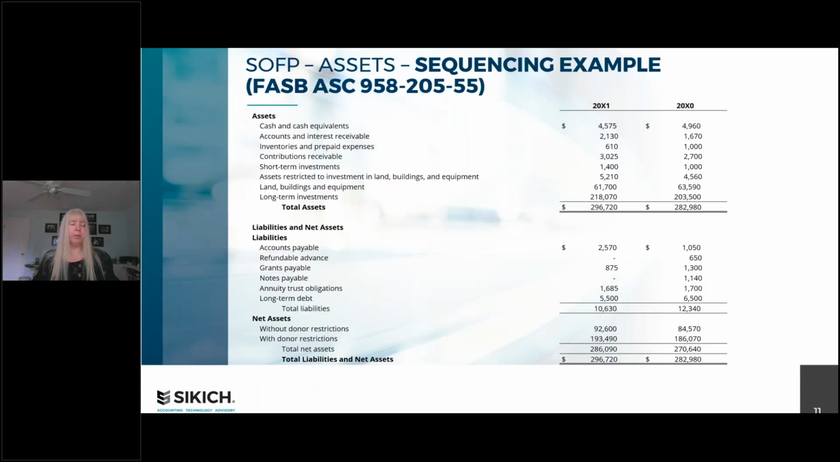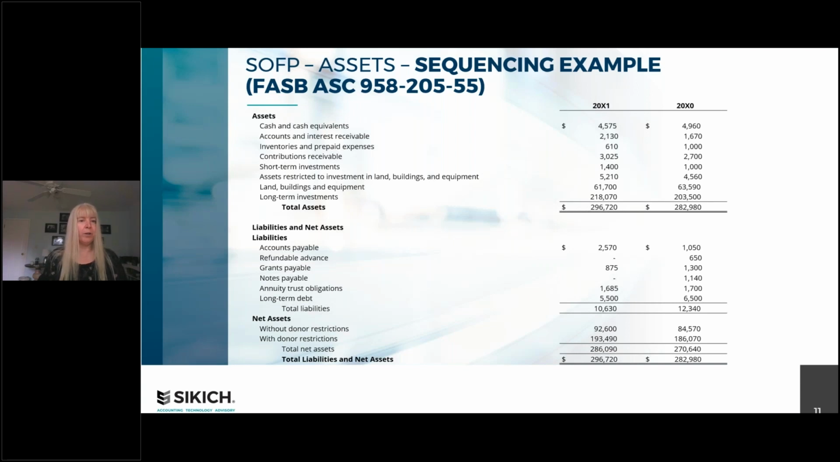So here's a sequencing example that's present in the actual codification. This is the codification example you can find, and you'll see that the cash and cash equivalents on that top line would represent the operating cash. And then as you move down the statement of financial position, things should be appearing less liquid as you move down the asset section and the liability section.